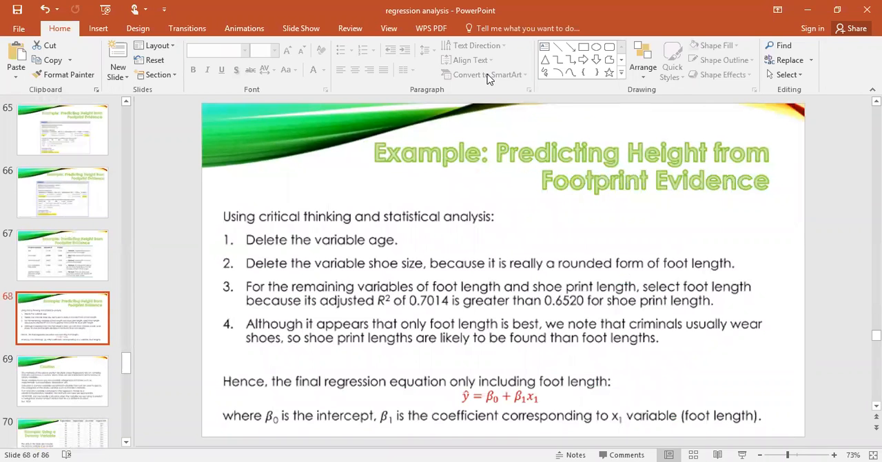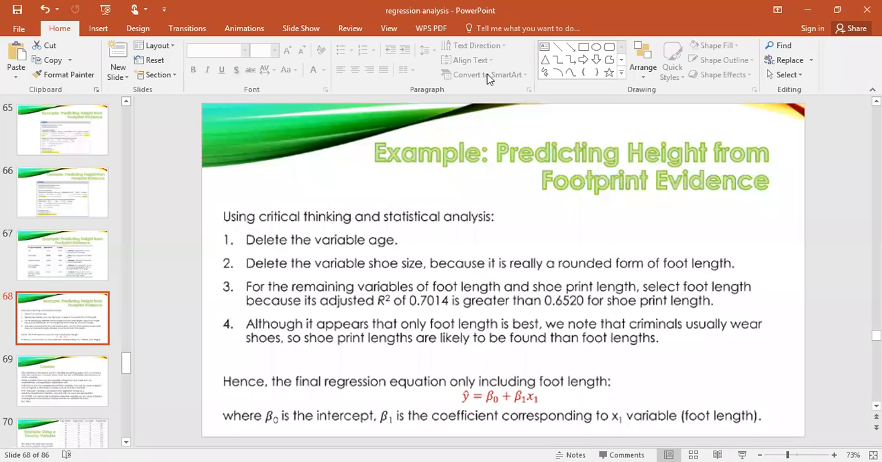Using critical thinking and statistical analysis, delete the variable age, and delete the variable shoe size because it is really a rounded form of foot length. For the remaining variables of foot length and footprint length, select foot length because its adjusted R squared of 0.7014 is greater than 0.6520 for footprint.